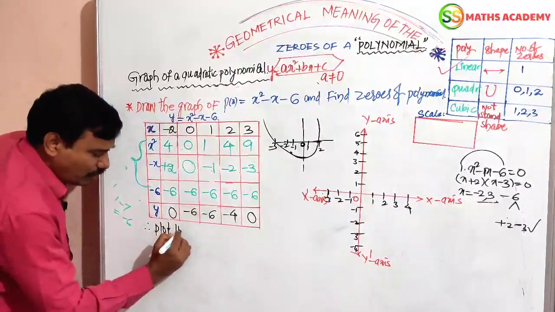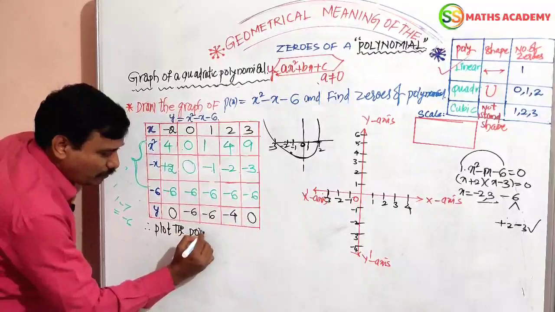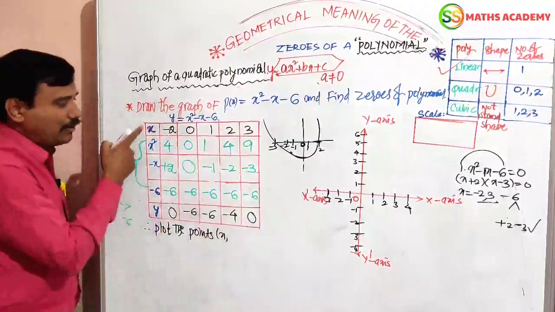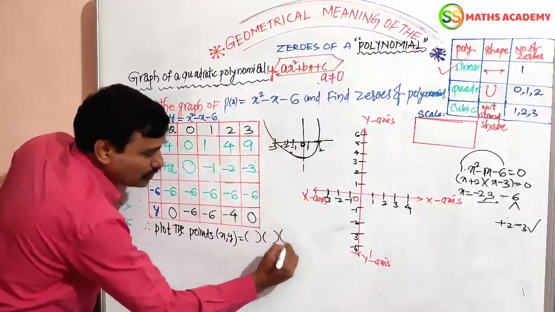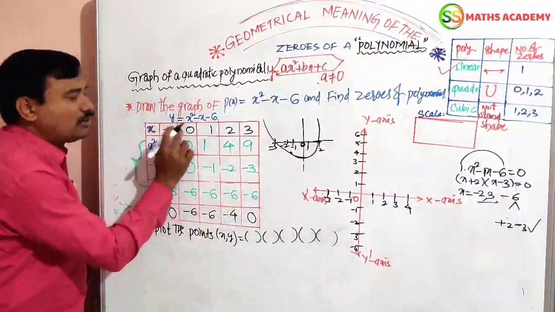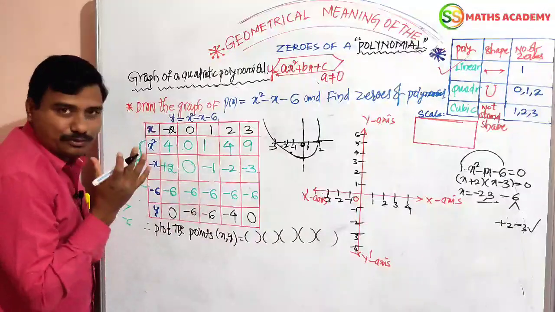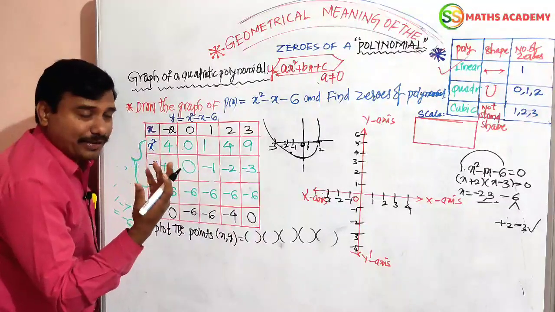Therefore, plot the points. We have taken x, and we should get y. The pairs x comma y are for 1, 2, 3, 4, 5, because we have to substitute 1, 2, 3, 4, 5 values. We should get 5 ordered pairs.